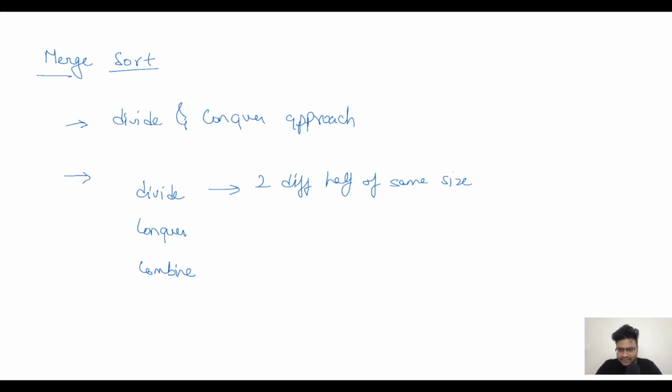Conquer is basically the base case here. So what is the base case? Let us suppose we keep on dividing the array, and at one particular stage we only have one element left. Then it is already sorted, right? So that's the base case for us: when the number of elements in the sub array or the sub problem is less than or equal to 1. Here n is the number of elements in the sub problem.